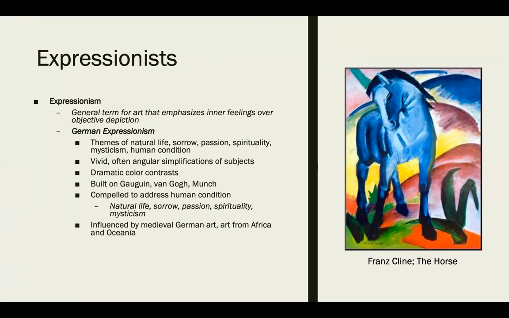They felt compelled to address the human condition. We see natural life, sorrow, passion, spirituality, and mythos, influenced by medieval German art and art from Africa and Oceania. So this is Franz Klein, a German expressionist painter, a very well known name. You can see he's using very raw elements, like line, color, and shape, to convey a feeling or a mood rather than trying to represent actuality.